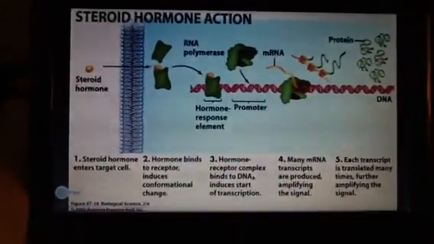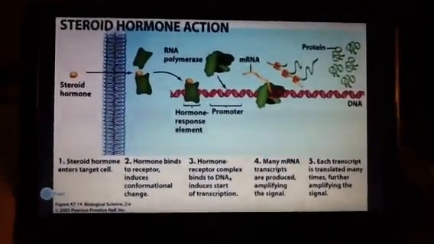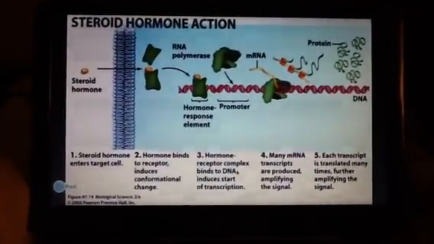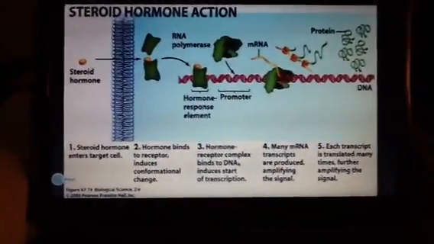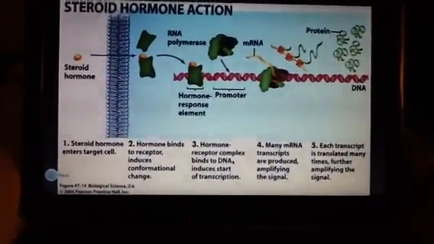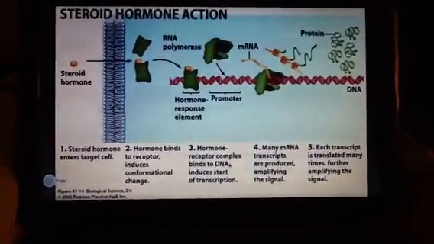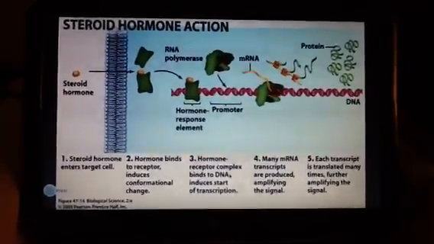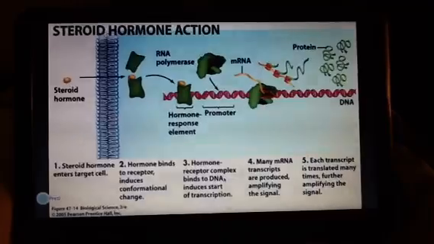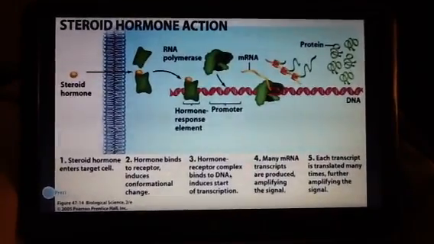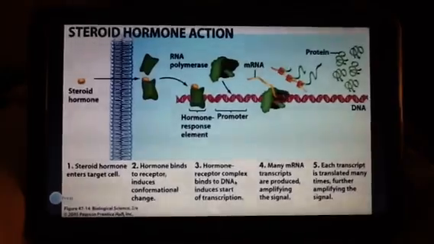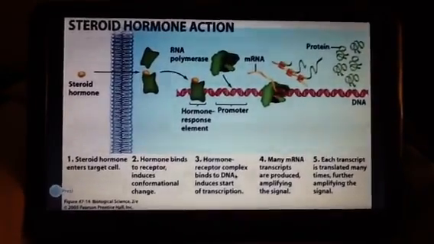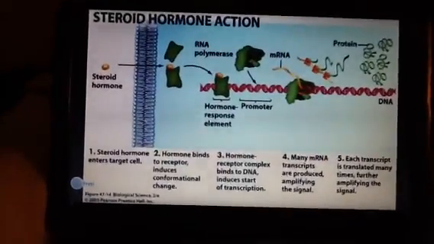Okay, I also want to explain this chart. It was in the notes. It's a steroid hormone action. It just goes into more detail about basically what happens when the steroid hormone goes in. The steroid hormone enters the target cell. The hormone binds to the receptor. The hormone receptor complex binds to DNA and induces a start of transcription. Then many mRNA transcripts are produced, amplifying the signal, and each transcript is translated many times, further amplifying the signal.